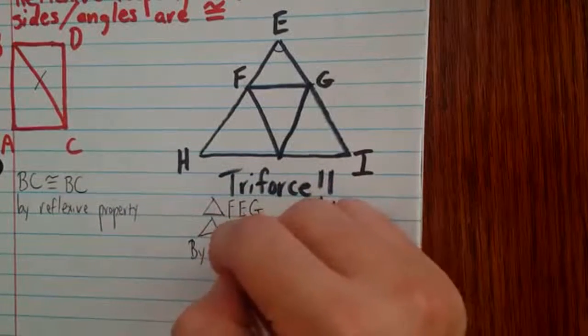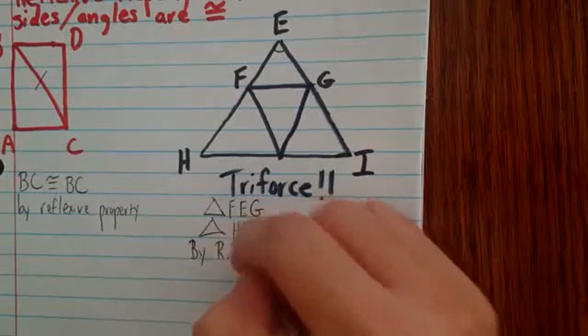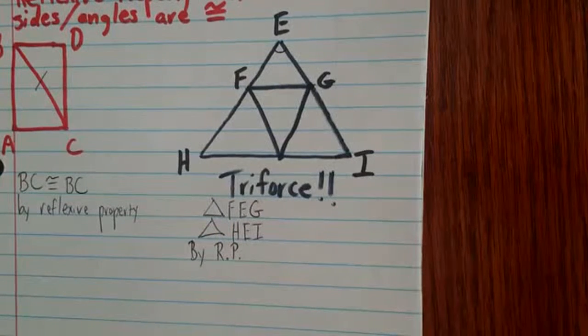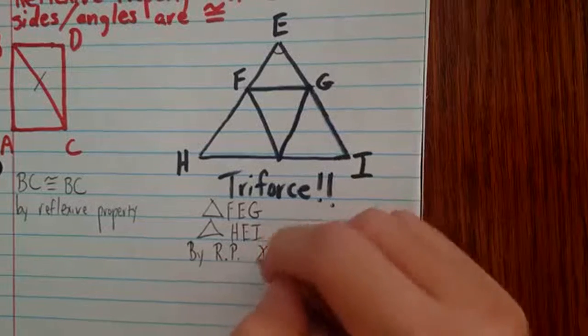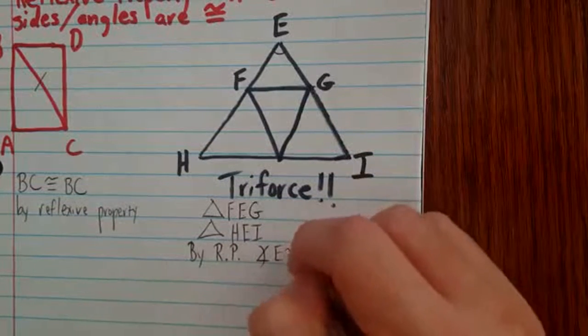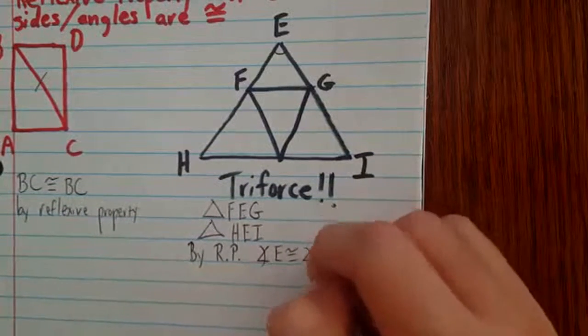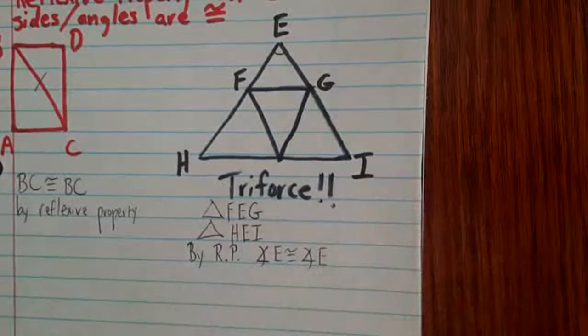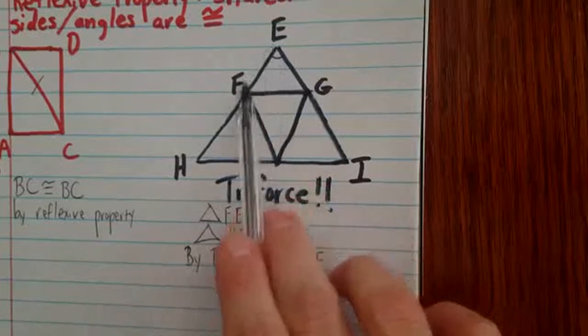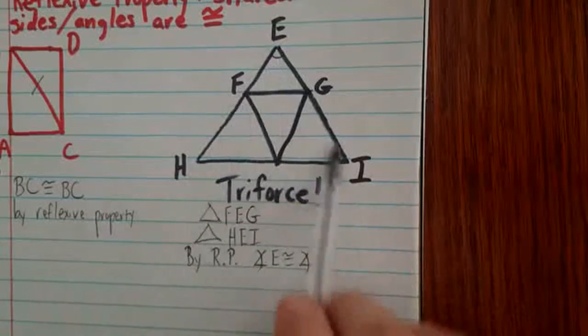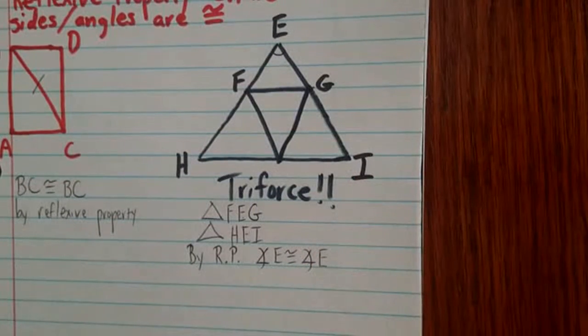So by the reflexive property, I can go ahead and make this statement. And I'll just abbreviate it, RP. I hate writing out the whole thing. By the reflexive property, angle E is congruent to itself, or angle E. So this should seem pretty obvious. This is the angle that the smaller triangle here is sharing with the bigger angle here, so therefore, of course, it's equal to itself. So that's what the reflexive property is.